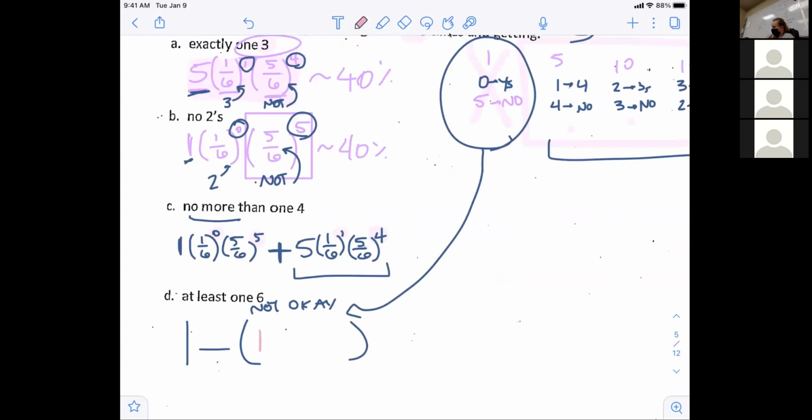My probability of rolling a 6 is 1 over 6, but I'm doing that 0 times, so I can do 1 over 6 to the 0. Again, you could just skip that step if you don't want it. And then I'm rolling anything but a 6, which is 5 over 6 probability. And I'm going to raise that to the 5th power because all 5 rolls should be that.